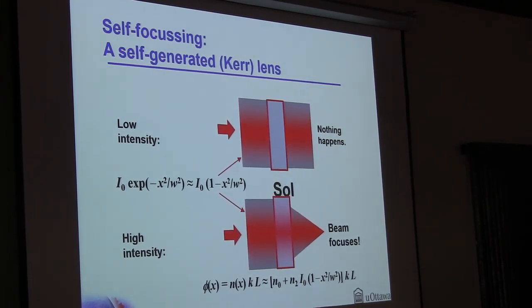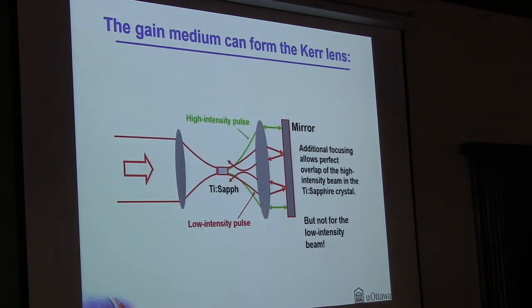In fact, its frequency content will also be increased. But it's sufficient here to think of only the spatial properties of it. So a real pulse, which has low intensity at the front, high intensity in the middle, and low intensity back here, goes through unaffected, focused, unaffected. Right? So that's what happens, and that happens inside the laser.